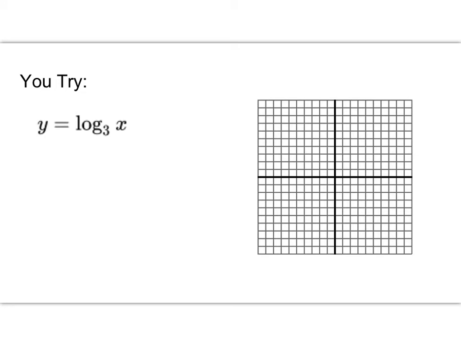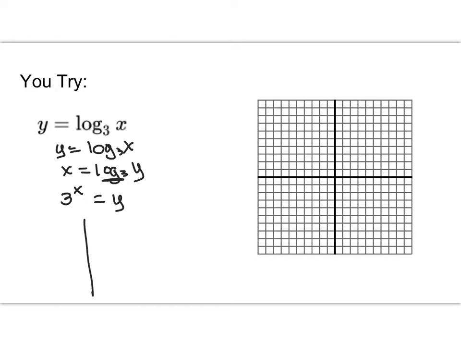All right, here's one for you to try. Pause the video when you're ready to check your answer. Start it back up. Okay, so we have y equals log base 3 of x. Let's switch our x and y around. I need to get rid of this here. I'm going to give it a base of 3 because 3 to the log base 3 of y is y. So I end up with y equals 3 to the x.